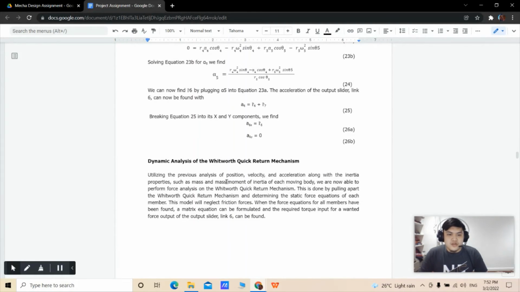So for the dynamic analysis of the Whitworth quick return mechanism, utilizing the previous analysis for position, velocity, and acceleration along with the inertia properties such as mass and mass moment of inertia for each moving body, we will now be able to perform force analysis of the Whitworth quick return mechanism. This is done by pulling apart the mechanism and determining the static force equation of each member. This model would neglect friction forces. When the force equations for all members have been found, a matrix equation can be formulated and the required input torque for the wanted force output of the output slider link 6 can be found.